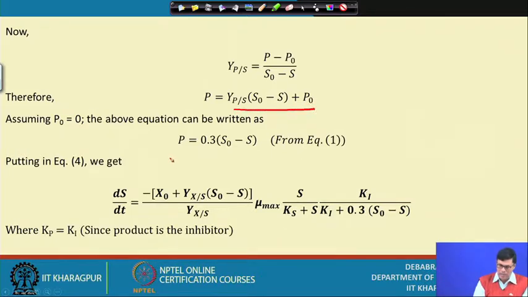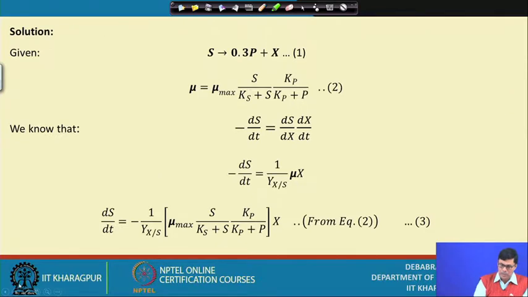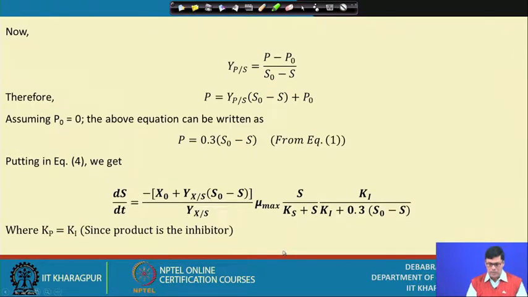Am I right? And P equal to, the stoichiometry is given. If P0 equal to 0, then we can write P equal to 0.3 into (S0 minus S). If you look at the equation we derived before, we have this S equal to 0.3 P into x. Now, this equation we can put it here.